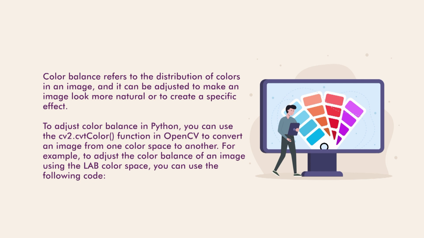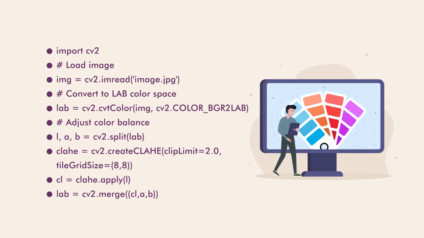To adjust color balance in Python, you can use the cvtColor function in OpenCV to convert an image from one color space to another, like RGB to HSV or HSL. For example, to adjust the color balance of an image using the LAB color space, you can use the following code. In this code, first of all, we have to import the library functions.